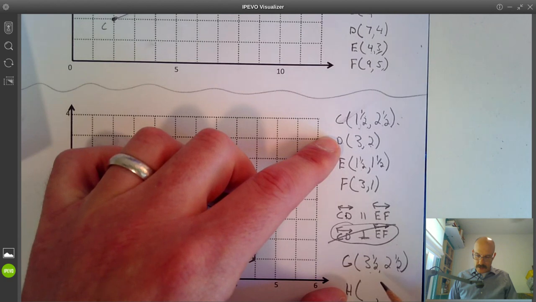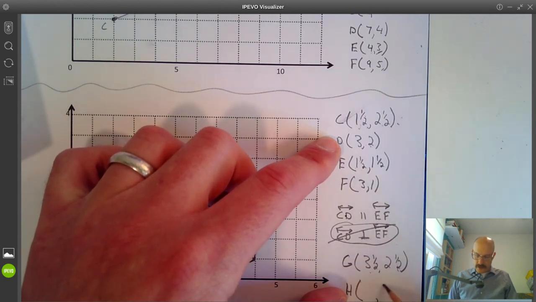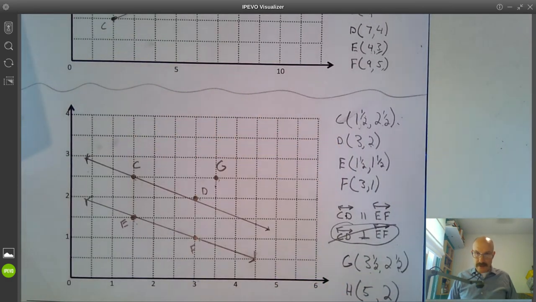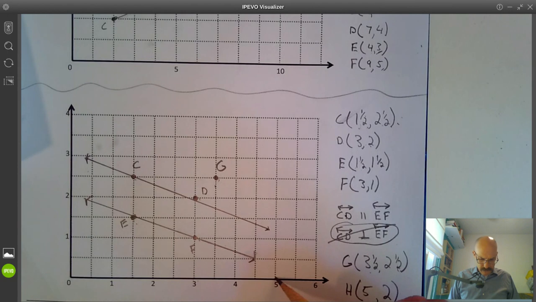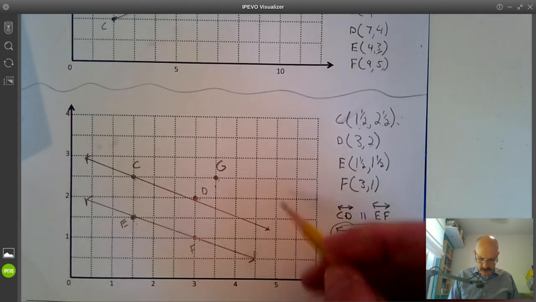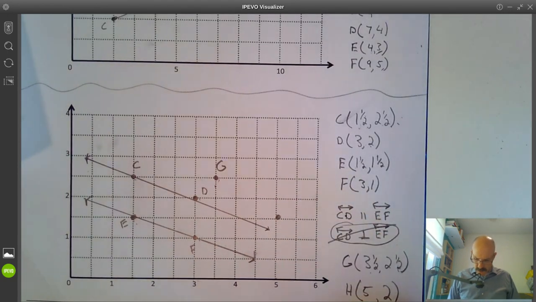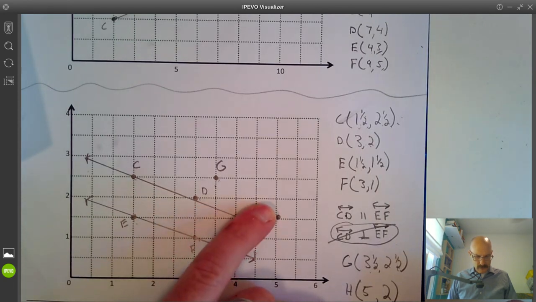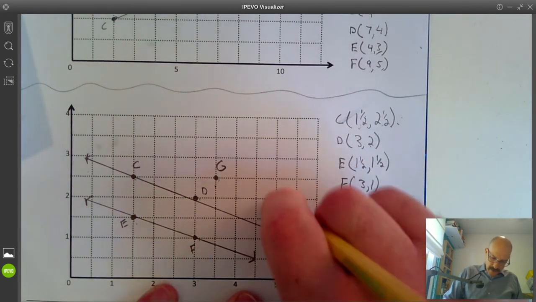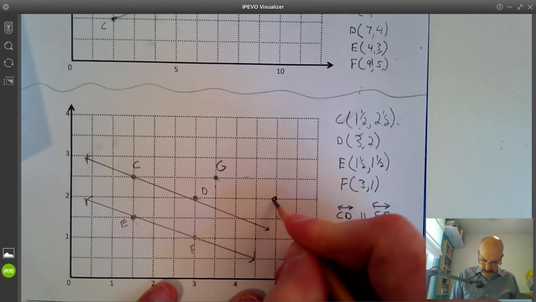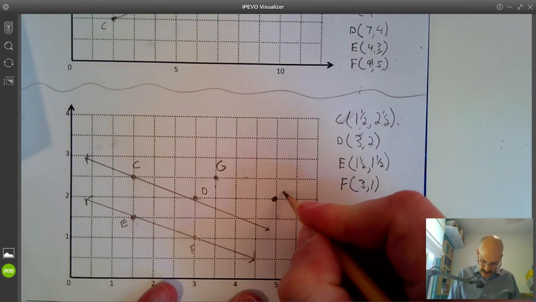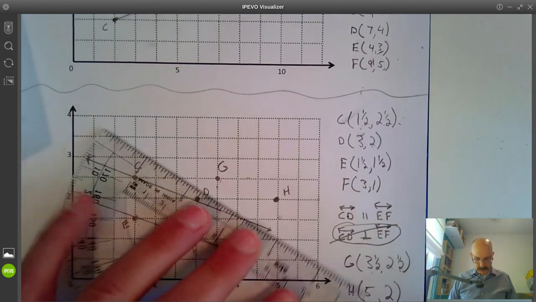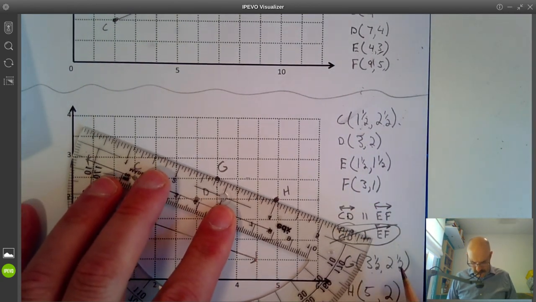The y coordinate stays the same. X coordinate goes up by 2. So that'll be 5, 2. Now let's see if I did that right. 5 and 2. That looks right. Or no, what am I comparing it to? D. Oh, it's because I plotted it wrong. Point's right, plotted it wrong. Okay, so there's H, 5, 2.